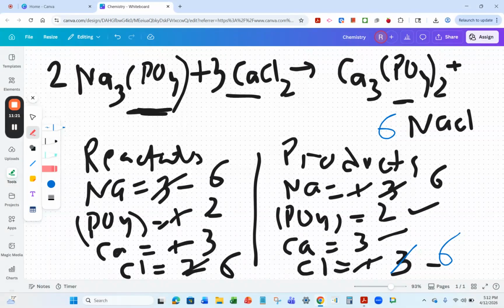So let's check our table one last time. Sodium 6 left, right. Phosphate 2 left, phosphate 2 right side. Calcium 3 left side, calcium 3 on the right side. Chlorine 6 left, chlorine 6 right.